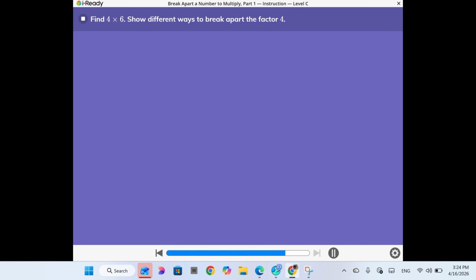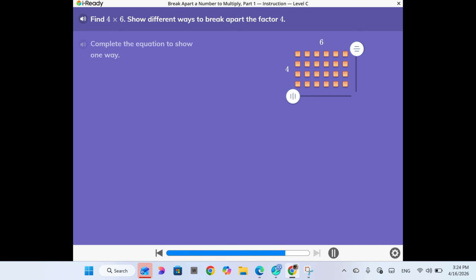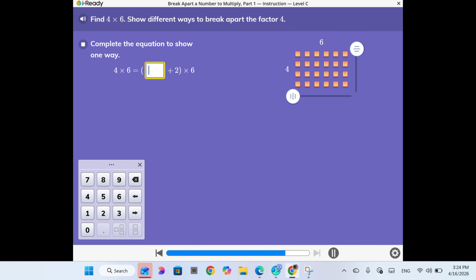Find 4 times 6. Show different ways to break apart the factor 4. Complete the equation to show one way. You can break apart the array to help.